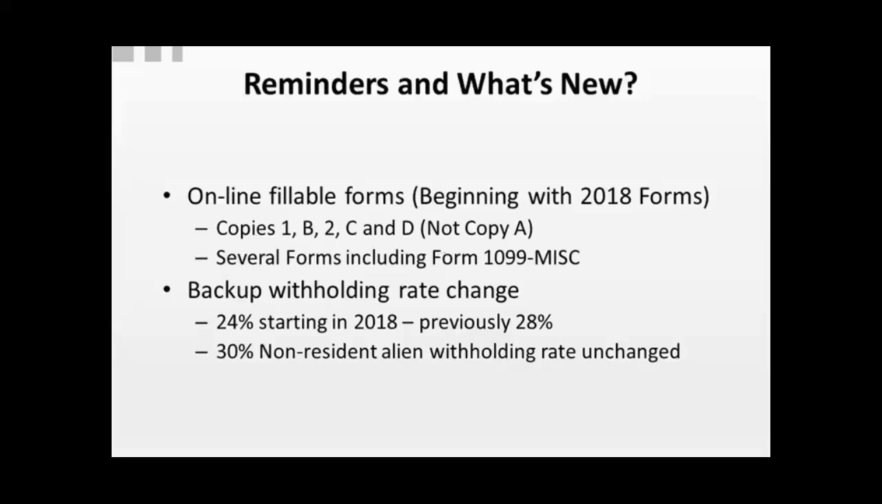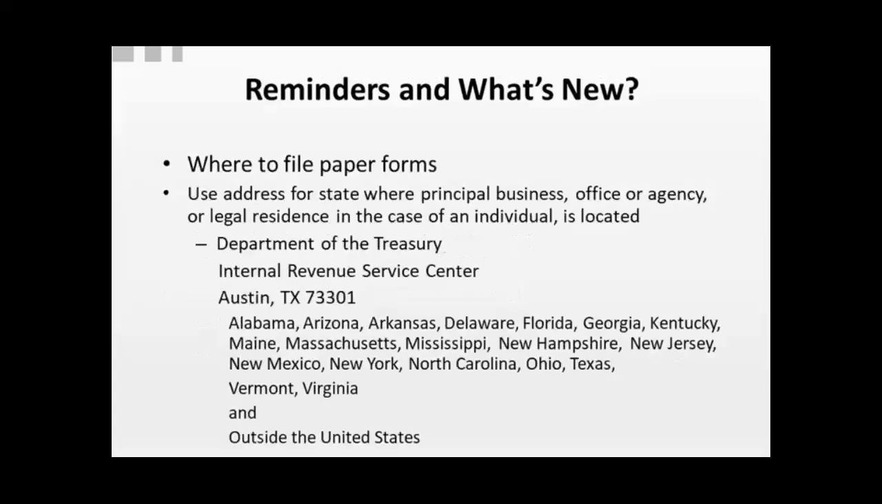The backup withholding rate changed starting in 2018 also. Previously, it was 28%. It is currently 24%. And the 30% non-resident alien standard withholding rate for people that are not working in the U.S. as employees is 30% for whatever income. There is another rate for certain partners, the maximum rate of 37%. Those rates did not change.